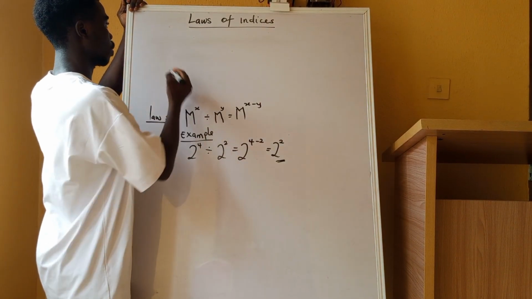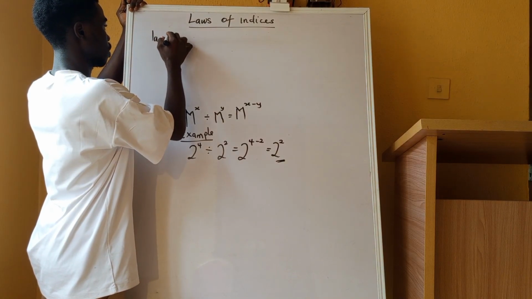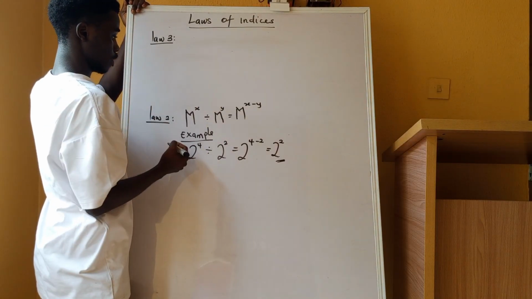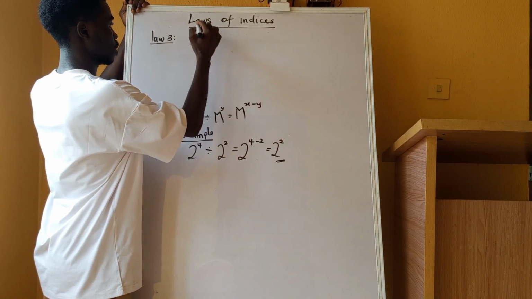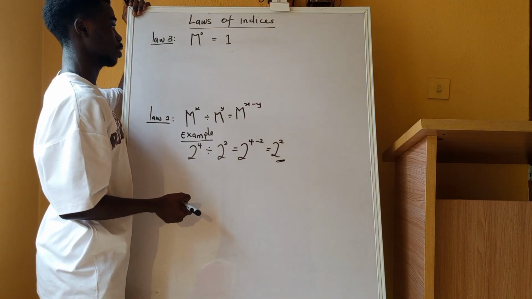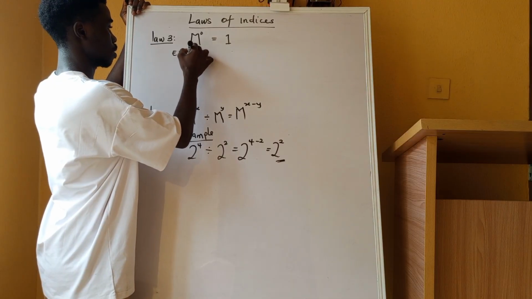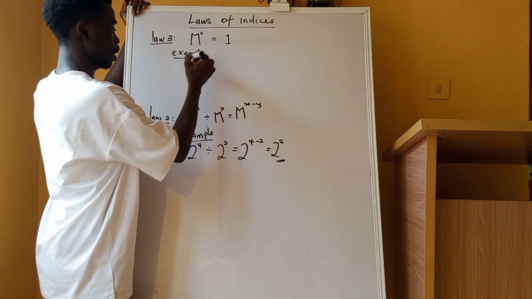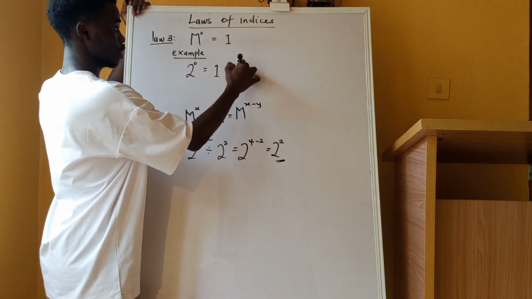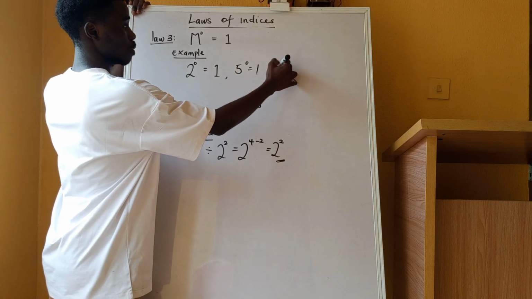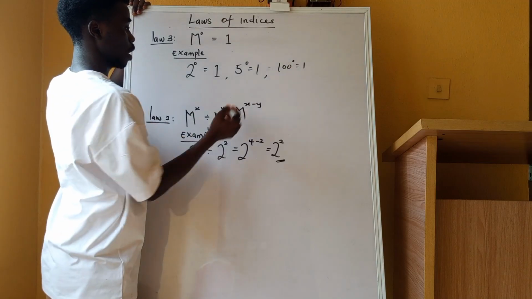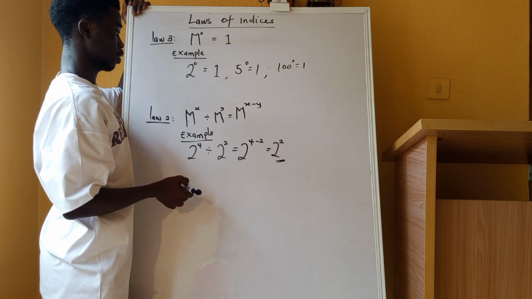Alright, so we look at law number 3. Law number 3 says that n to the power of 0 is equal to 1. So anything raised to the power of 0 is equal to 1. Let's say an example: 2 to the power of 0 is equal to 1. This can be 5 to the power of 0 is equal to 1. It can be 100 to the power of 0 is equal to 1. Any number raised to the power of 0 is equal to 1.